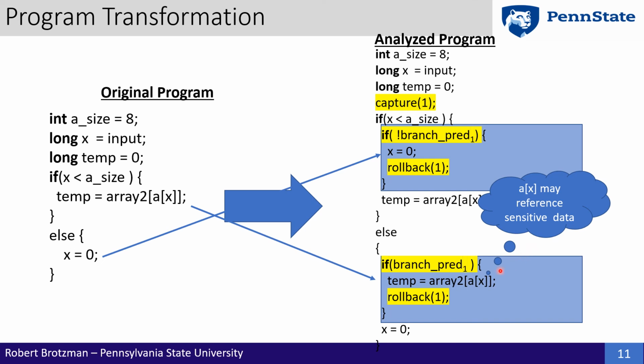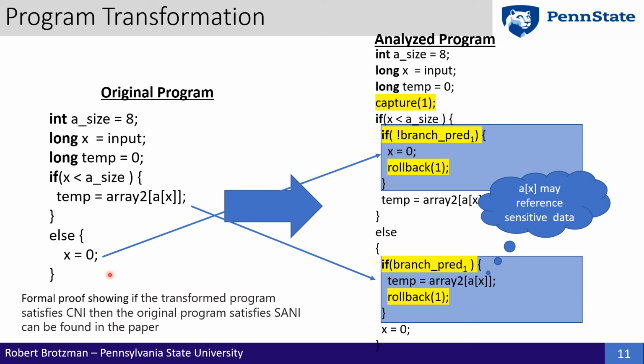Our tool would identify a problem here, and this is because a sub x is no longer guarded by this condition here. So it may be out of bounds, and it may read sensitive data from memory and load it into the cache, which is observable at this point. In the paper, we have formal proof showing both this program transformation and others, that if the transformed program satisfies SANI or cache noninterference, then the original program satisfies SANI, and these proofs can be found in our paper.